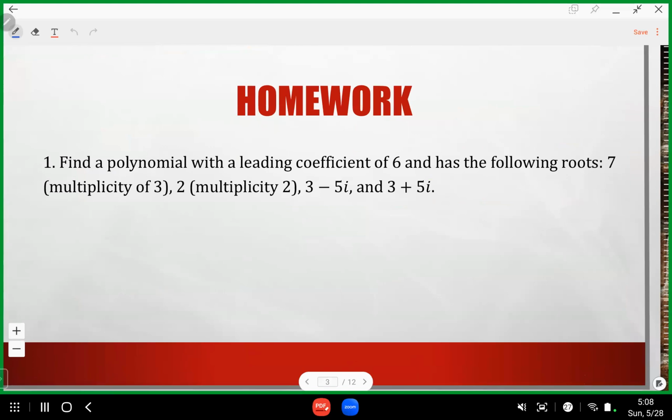First, we need to find a polynomial with a leading coefficient of 6 and has the following roots: 7 with a multiplicity of 3, 2 with a multiplicity of 2, 3 minus 5i, and 3 plus 5i. I'm going to give you guys 1 minute to put your answers down in the chat. Of course, this is one of those where there can be a lot of different answers. It's quite open-ended, so even if your answer doesn't match somebody else's, it can still be correct. I'm just going to give you a couple moments to do that.